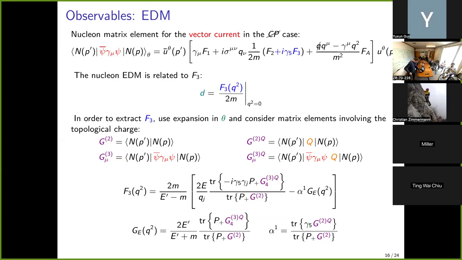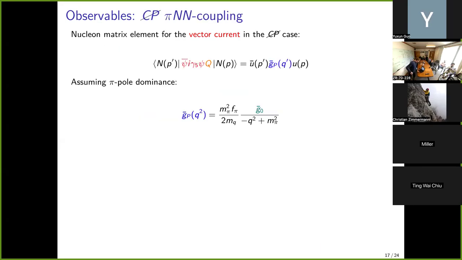Right, and there's another observable that we can consider here, namely the CP-violating pion-nucleon coupling, which is technically almost the same matrix element as for the nucleon dipole moment. The only difference is that we have a gamma5 instead of a gamma mu here. And that can be related to the low energy constant g0 by assuming some dipole dominance model.